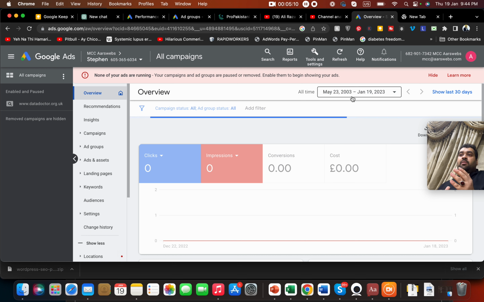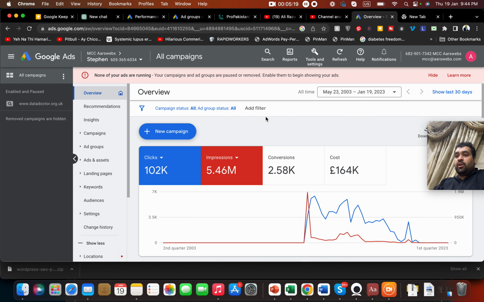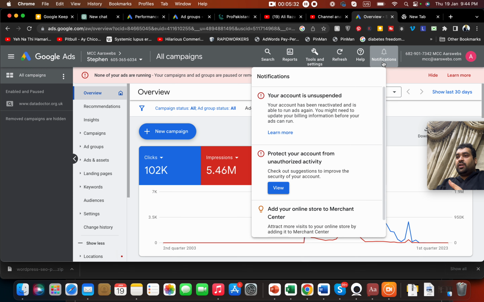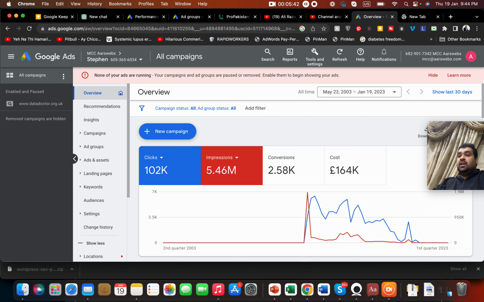So there is no time frame on when your account gets suspended for such kind of violation. It can happen anytime, every day. You can see that almost 5.46 million pounds were spent on the account, and then it saw such a suspension. Now you can see the notification that your account has been reactivated and is able to run ads again. You might need to update your billing information before you can run your ads again.